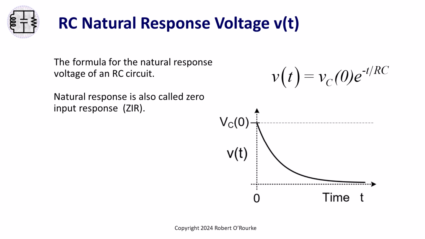The derivation is now complete. We have an expression for V of t, the voltage across the capacitor and the resistor. RC is the time constant tau for this exponential expression.